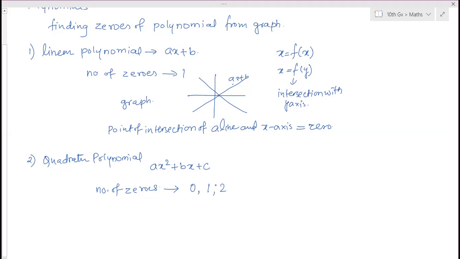So when there are two equal zeros, it is considered as 1. It's not considered as two equal zeros. Two equal zeros can be written, but the number is only 1. So it can be 0, 1, or 2. Two distinct zeros. If there are two equal zeros, then the value is 1. And for some polynomials, you won't get any zeros, that is 0. So any polynomial has at most n zeros, where n is the degree of the polynomial.